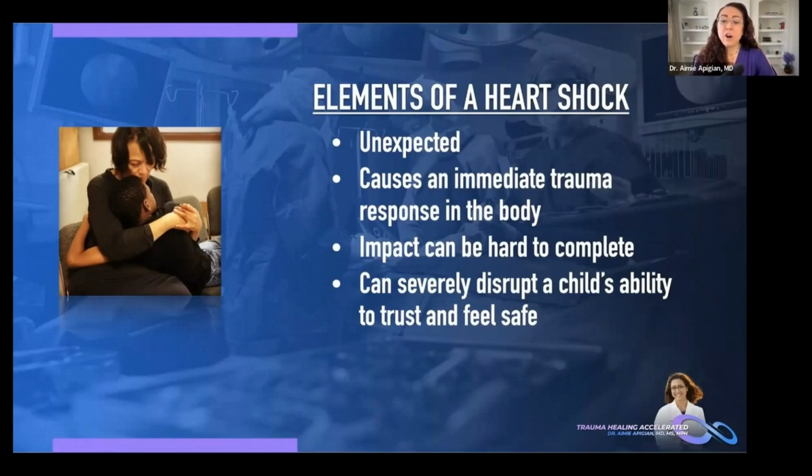So what is a heart shock? Let's start there as a review and bring in the attachment piece. So the elements of a heart shock. The first one is that it's unexpected. That's why it is a shock. It's unexpected. In the case of an infant, we do come into this world with an assumption that we are going to be taken care of and protected. That's wired into our being, as attachment is wired into our being.